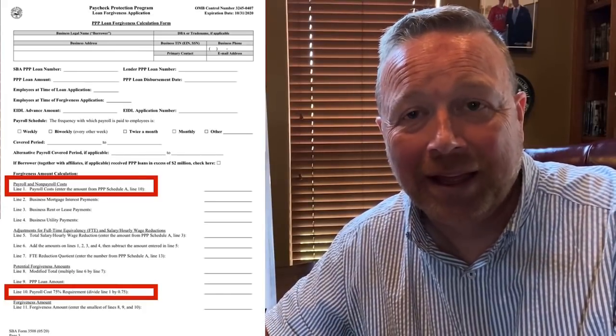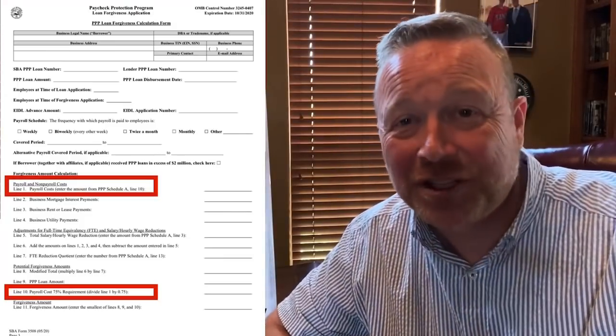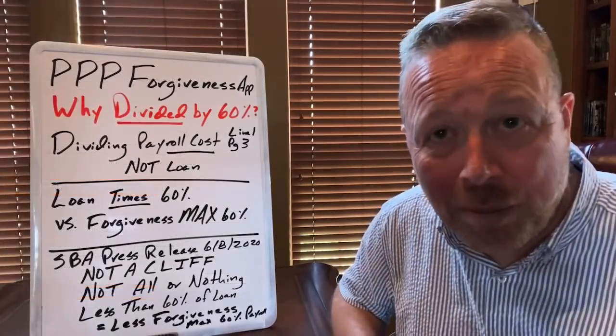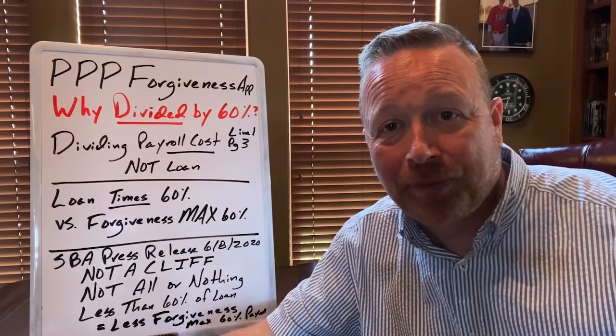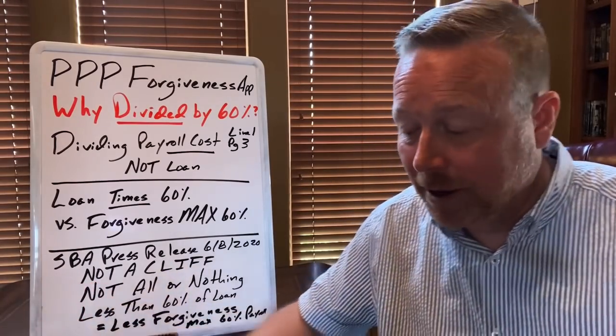That's one determining factor, okay? Line 8. Line 9 is, what was your loan amount? Line 10 is, you're taking your payroll costs and you're dividing it by 0.60, and you'll see on line 11, it's the lesser of these items, okay? It's the lesser of those 3 items. It's not just simply what's your loan amount times 60%. If you'll notice, that didn't even come into play. I mean, literally, look at that page. It nowhere says take your loan amount times 60%. That's why we don't do it times.